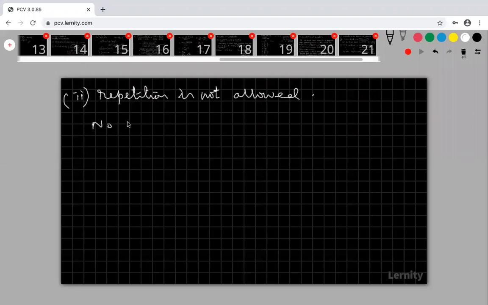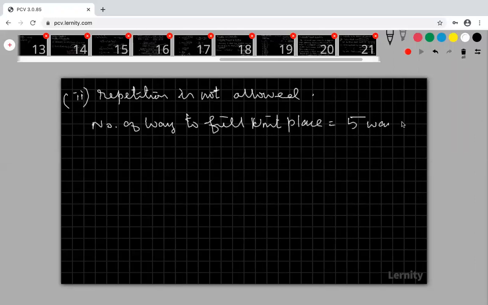Okay. So the number of ways to fill my unit place. To fill the unit place, what is the number of ways? I can use all the 5 numbers. Okay, the number of ways to fill my tens place. What is my tens place? Here 4 ways only. Why? So totally 1, 2, 3, 4, 5. There are 5 numbers given.